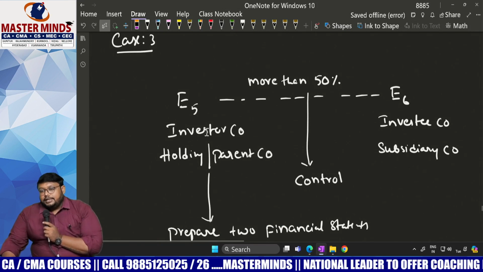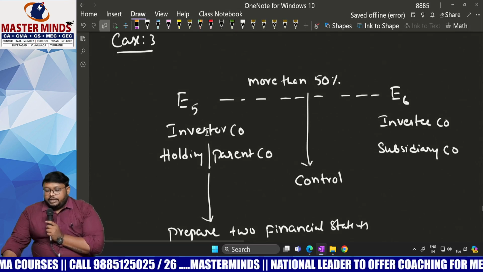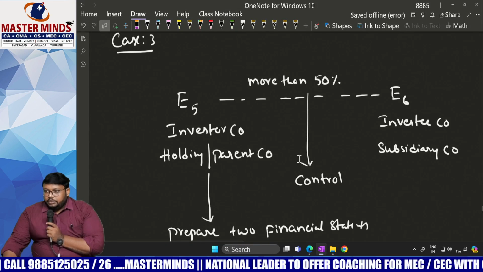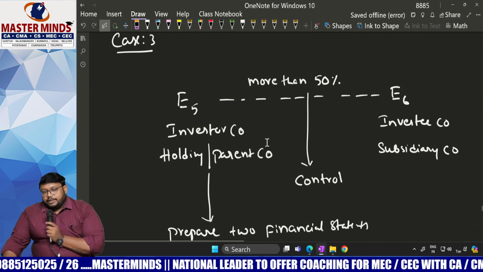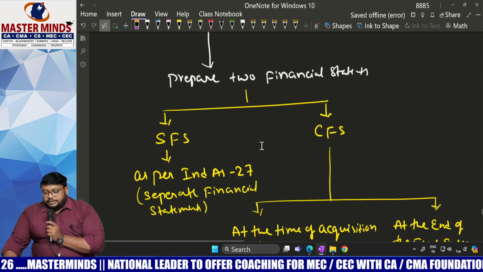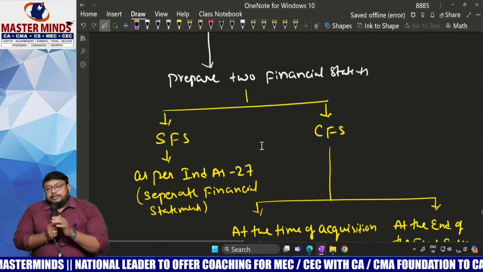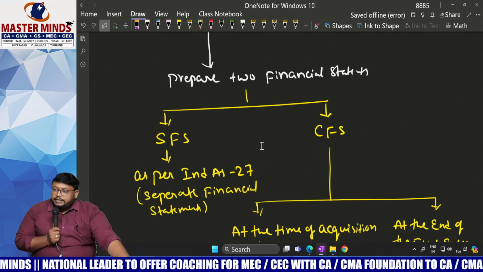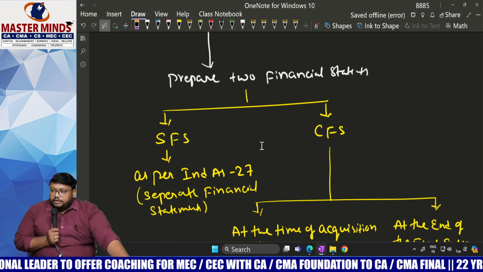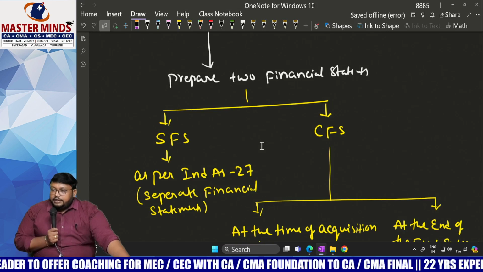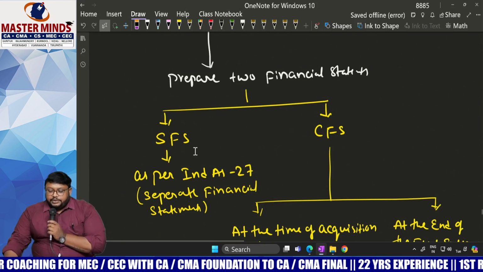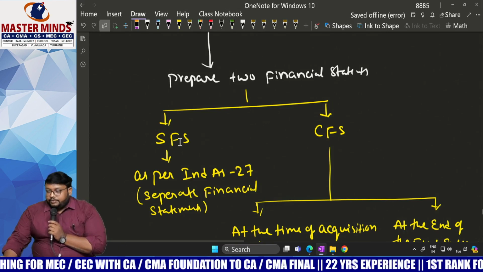Most importantly, case 3. When you hold more than 50% of stakes, you will attain control. At the same time, we have to prepare separate financial statements and consolidated financial statements. In the examination, when we are doing consolidated financial statements under Ind AS 110, they will ask you separate financial statements also. So we should know how to prepare SFS as well as CFS. Here, CFS and SFS we will prepare under Ind AS 110 itself.